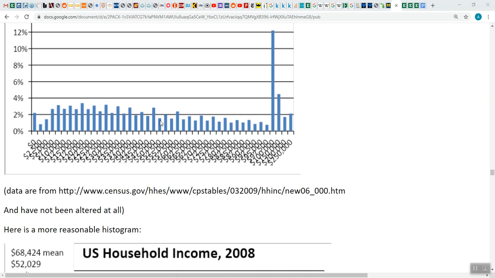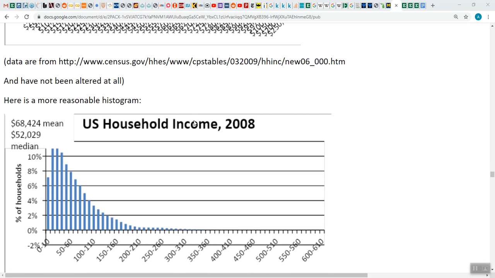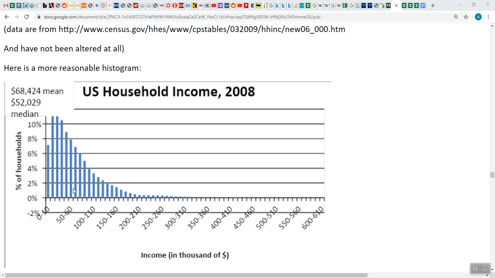I did some heavy-duty processing on this to make it more reasonable and came up with this. So the median, $52,000, is right around here. Half of the households make less than that and half more. The mean is $68,000, which is a bit higher here. And we'll talk about mean versus median on a histogram in the next section.